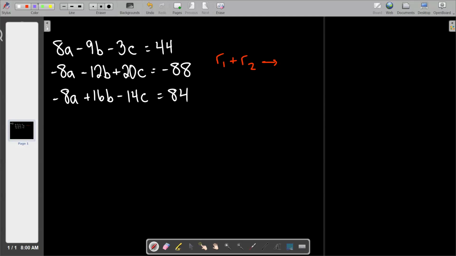So the A's cancel out. And then we get -21b plus 17c equals -14. Perfect again. Nice job. And then what's our other row operation? I'm doing R1 plus R3. Perfect.